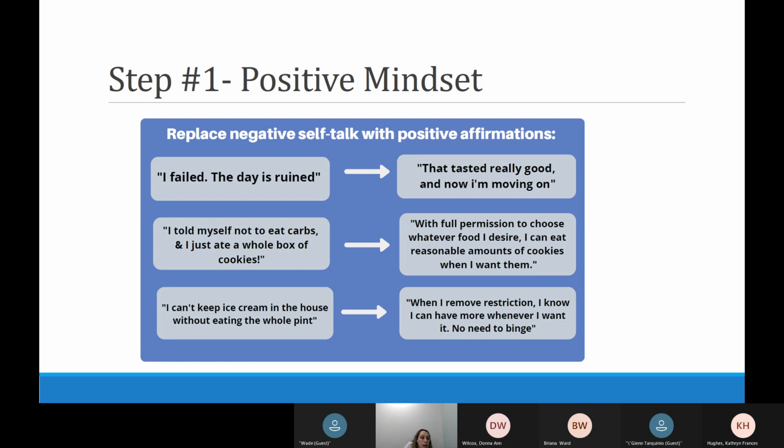I told myself not to eat carbs, and I just ate a whole box of cookies. The other positive affirmation would be, with full permission to choose whatever food I desire, I can eat reasonable amounts of cookies when I want them. It's when we have this guilt associated with food that we say, let me go eat this on the side. And then we eat quickly because we don't want to acknowledge the fact that we're having it. It's okay to write it down in the food journal. And it's not a point of failure.